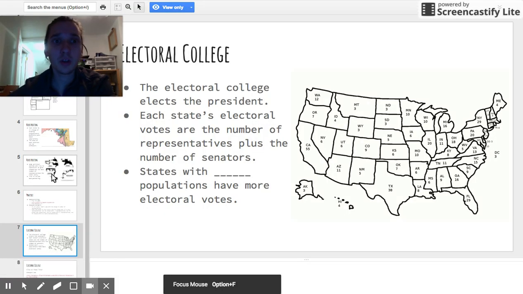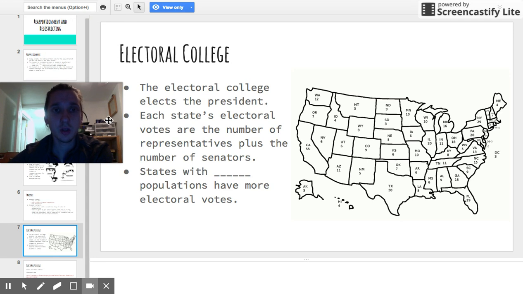And now we should be working on the Electoral College. The Electoral College elects the president, so it's made up of several different electors, or people who vote for the president. Each state's number of electoral votes is based off the number of representatives and the number of senators. Remember that representatives are based off population, and every state has 2 senators. So states with a higher population will have more representatives, and because of that, they will also have more electoral votes.